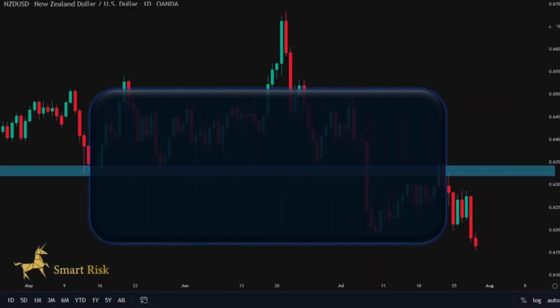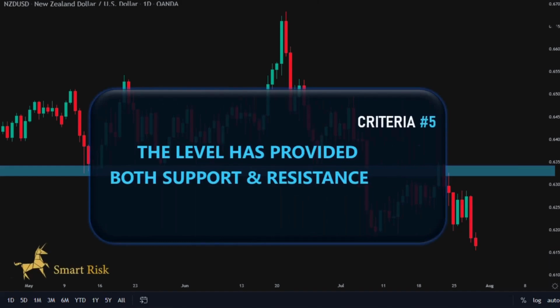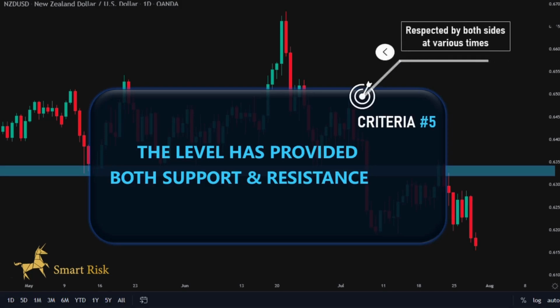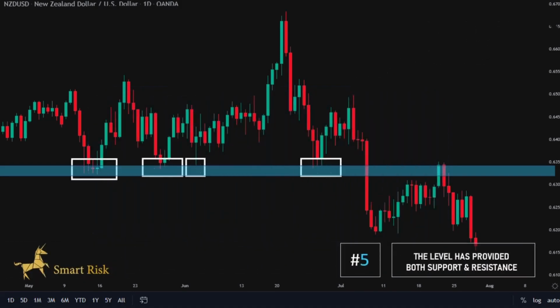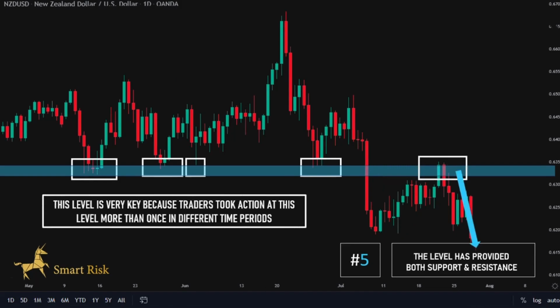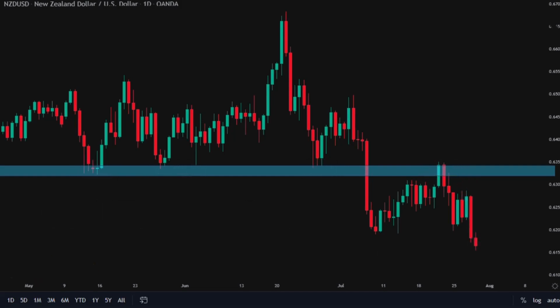Trait number 5, the level has provided both support and resistance, meaning the level was respected by both sides at various times. As you can see, every time price reached this level of support, it reversed. And finally, it broke through and came back up. The support turned to resistance and price hit and pulled back again, revealing that this level provided both support and resistance. So to the last criteria.